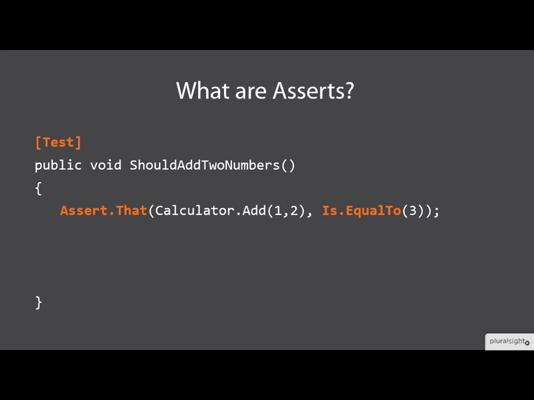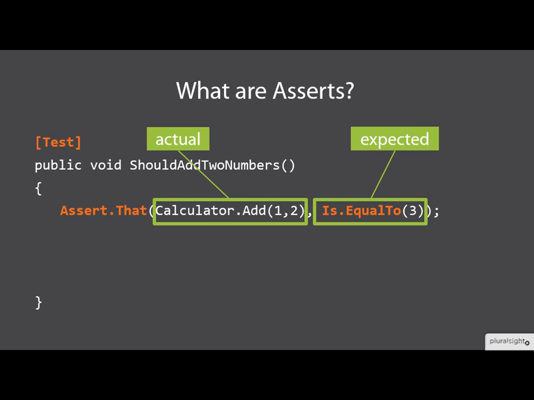So here we're asserting that, when we add the values 1 and 2, the expected value is equal to 3. So the first part of this assert is the actual result from running our production code. So here the production code's add method will be called with the values 1 and 2, and we'll get some result from this. The second parameter to this assert method is our expected value. So this is how we expect our production code to behave. We expect that when we add 1 and 2, we get a value that is equal to 3.